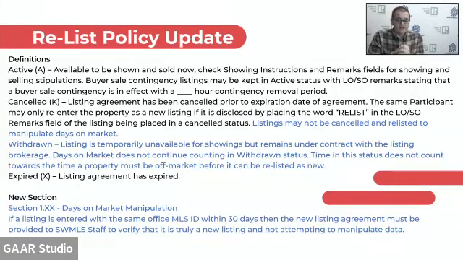So the way the new rule works is if you do relist a property within 30 days, you must provide SMLS staff with the new listing agreement to prove that you do, in fact, have a new listing agreement. Now, the intent of this exception process is not to allow members to continually manipulate days on market in the hot sheet, but rather to allow brokerages the freedom to save a seller.